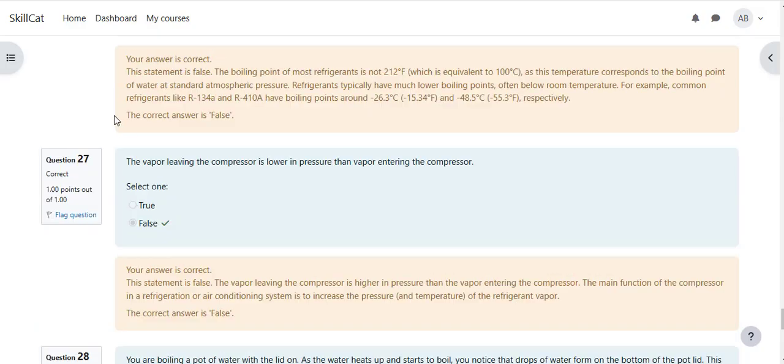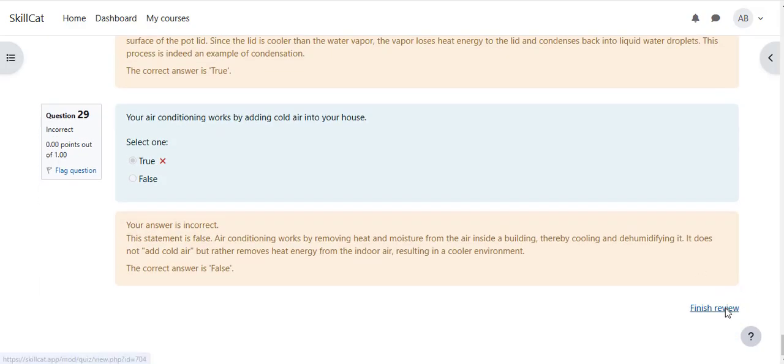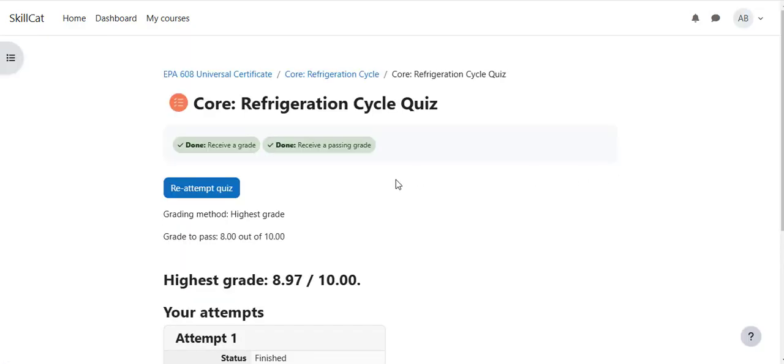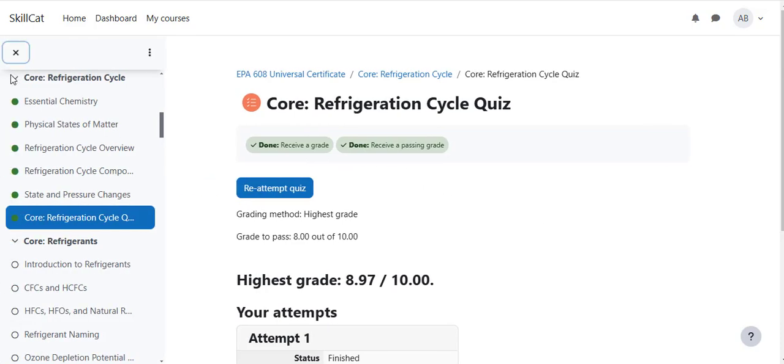Now let's finish the review. So we finished the refrigeration cycle. We finished essential chemistry and physical states of matter, refrigeration cycle overview, refrigeration cycle components, and state and pressure change. We finished also the quiz.